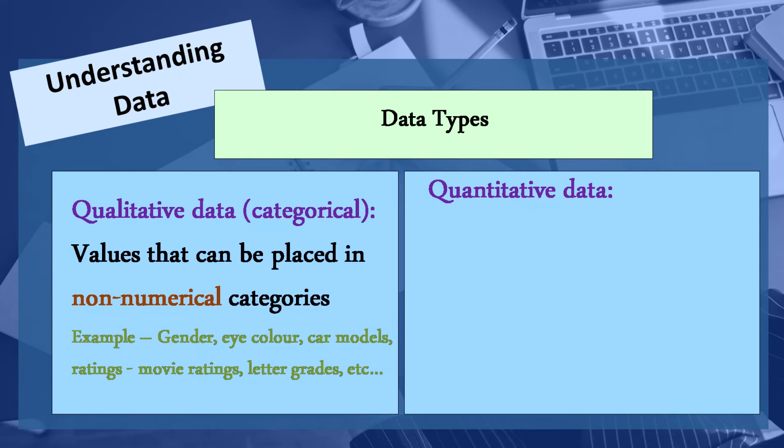When you come to letter grading for exams and movie ratings, we are giving some grading: excellent, very good, good, average, poor, something like that. These are representations based on performance. Here you can find the difference between gender and movie rating. Gender: male, female. In a movie rating you can say excellent, very good, and poor. You can see some order.